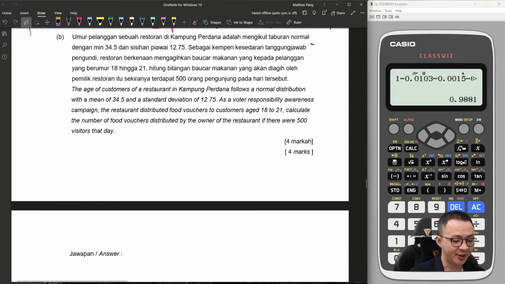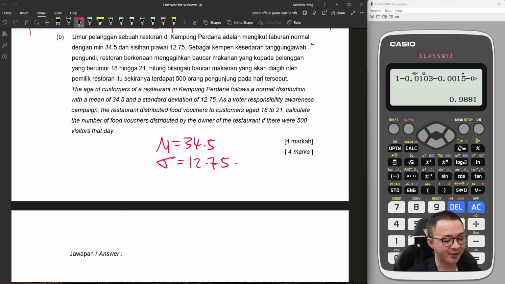Okay, B. The age of the customers of the restaurant in the Kampong Banana follows a normal distribution with a mean of 34.5 and standard deviation of 12.75. For the Water Responsible Awareness Campaign, the restaurant distributed food vouchers to the customers aged 18 to 21. Calculate the number of food vouchers distributed by the owner of the restaurant if there were 500 visitors that day.